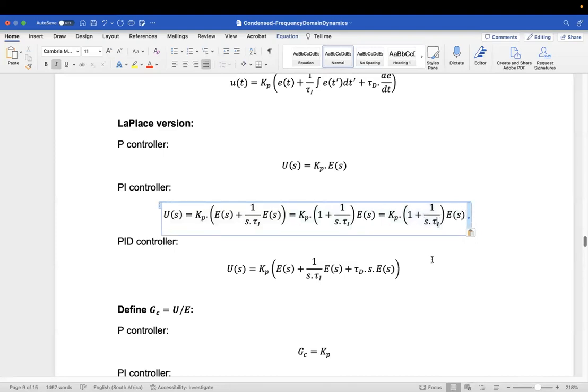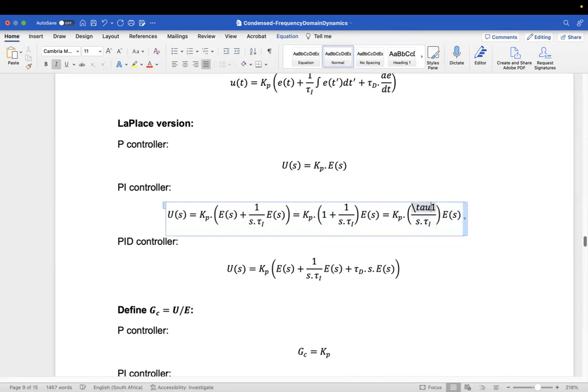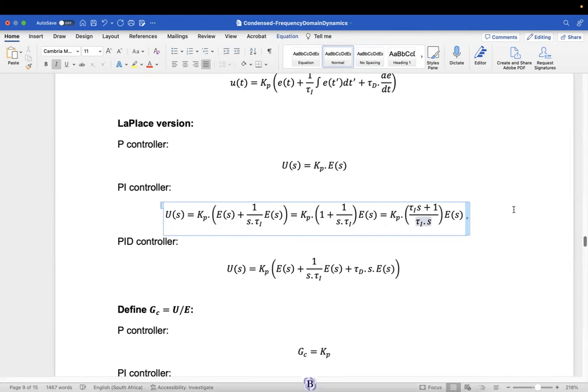And here, I'm taking the 1 into the numerator of the other term. So I need to write then tau I s plus 1. And this one, I'm just moving the s to the standard position, so times s here. And now we can start to recognize this. We've seen forms where we had tau I s plus 1.